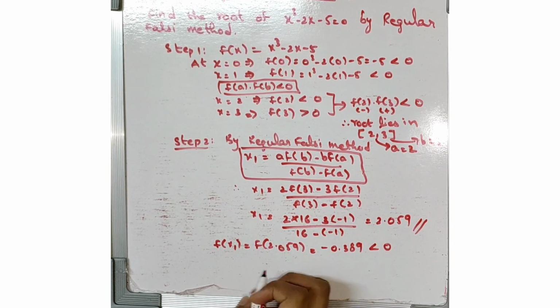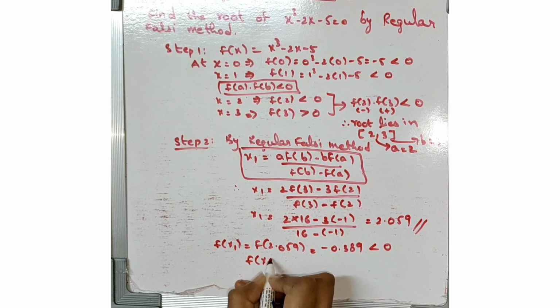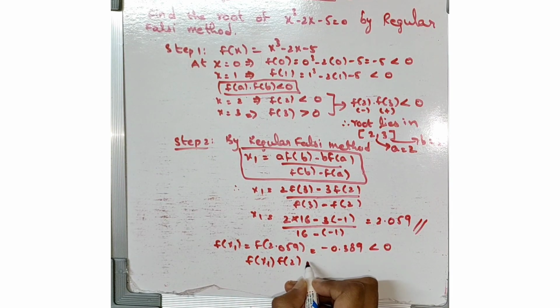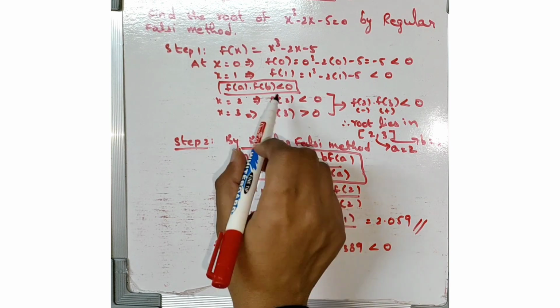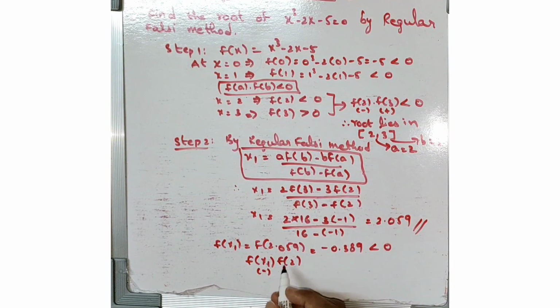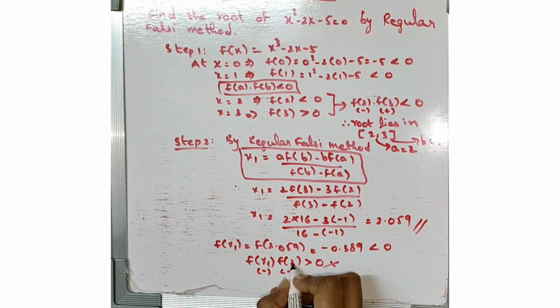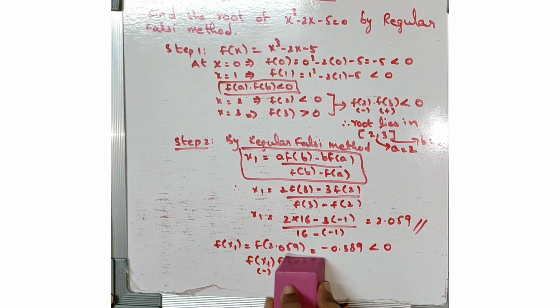Before that, you have to check whether f of x1 into f of 2 is less than 0 or not. f of x1 is less than 0, meaning a negative value. f of 2 is also less than 0, a negative value. Negative into negative is positive, so it doesn't satisfy our condition. So we have to take f of 3, right?